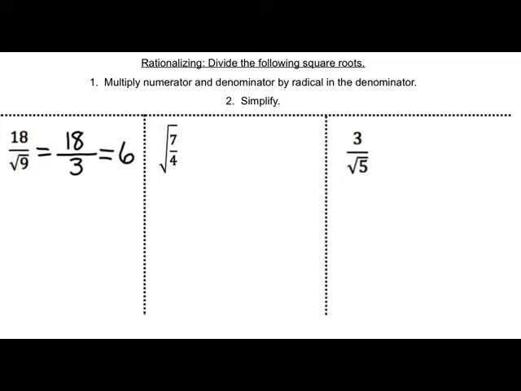Now, just like with multiplication, division can be separated into two separate problems. The square root of 7/4 is actually like saying the square root of 7 divided by the square root of 4. Now, the square root of 7 you can't simplify because there's no perfect square that divides into 7 evenly. So that's going to say the square root of 7. But the square root of 4 is just plain old 2.